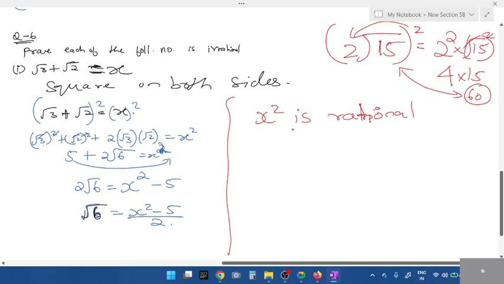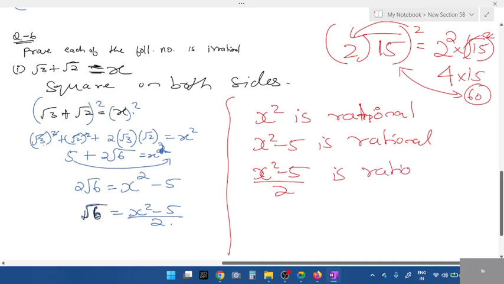So you're supposed to write x square is rational. Right hand side, x square minus 5 is rational, okay? And x square minus 5 divided by 2. Look at the way I've written. All three separately. x square is rational. Then include x square minus 5 is rational. x square minus 5 by 2 is also a rational number.